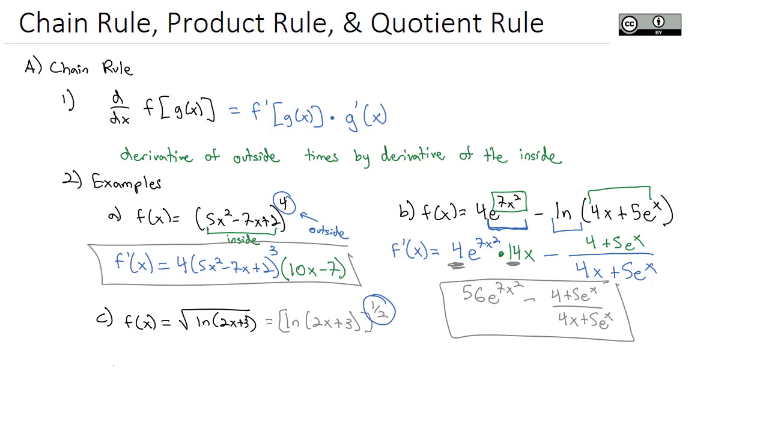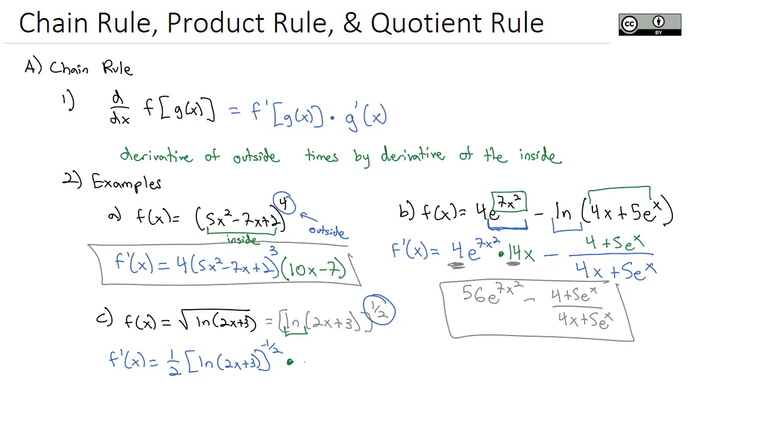With an exponent, we pull the exponent out front, times the natural log of 2x plus 3. And then after moving that exponent out front, we reduce the exponent by 1 to get negative 1/2. Then we go inside the function. And inside the 1/2 power, inside the square root, is a natural log.